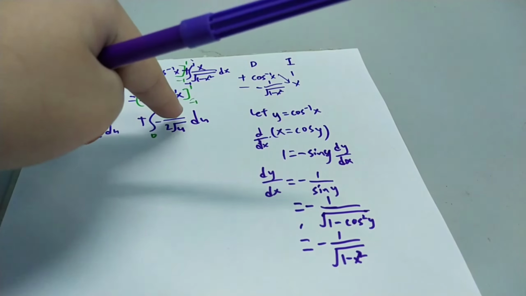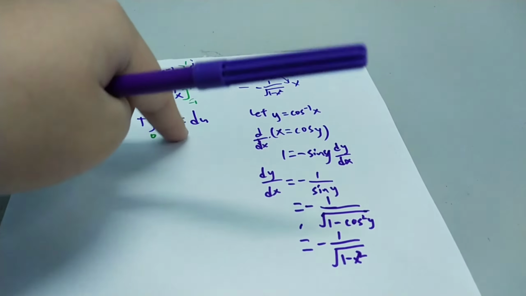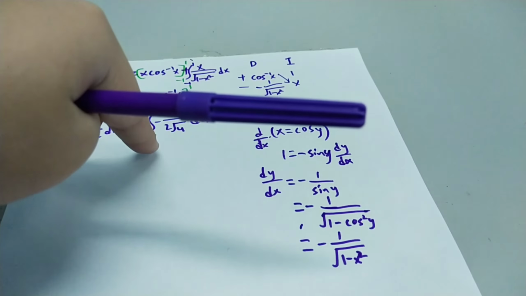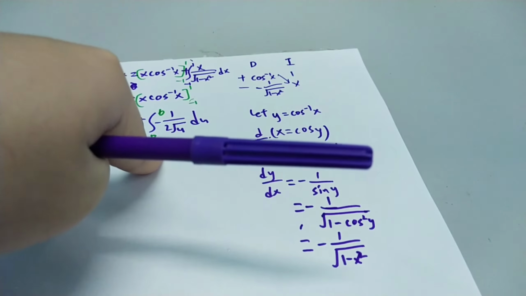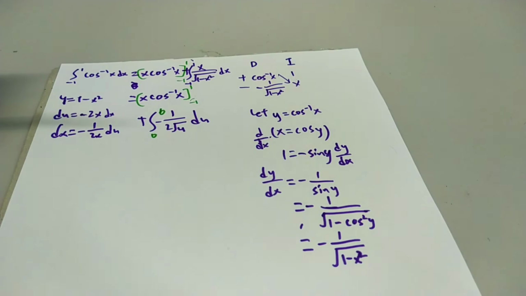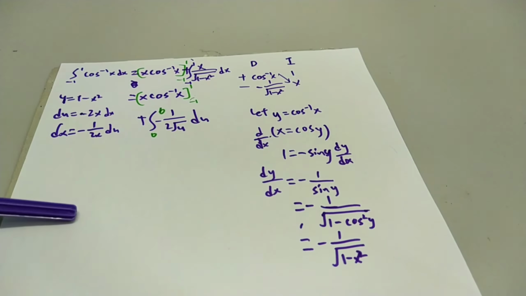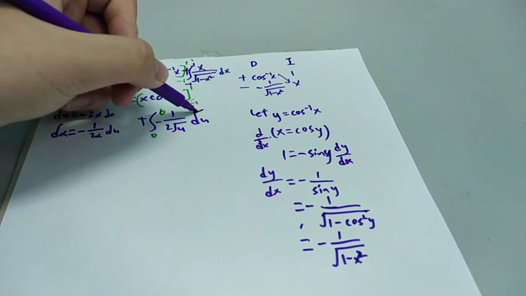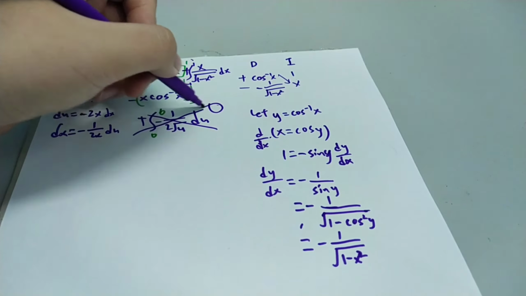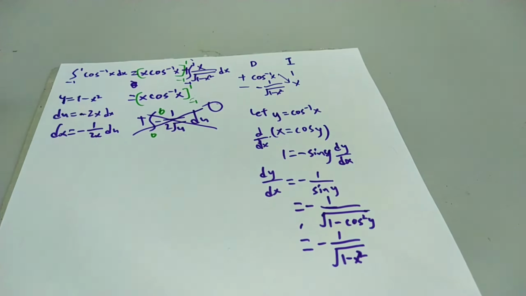Now, when we have any kind of function in the integrand, if the lower limit and the upper limit are equal to each other, then I can conclude that this thing is equal to 0.